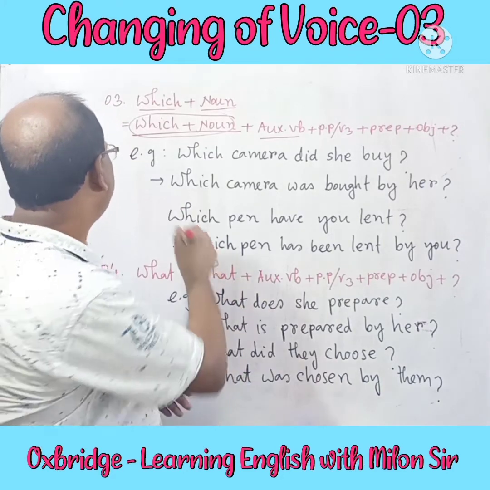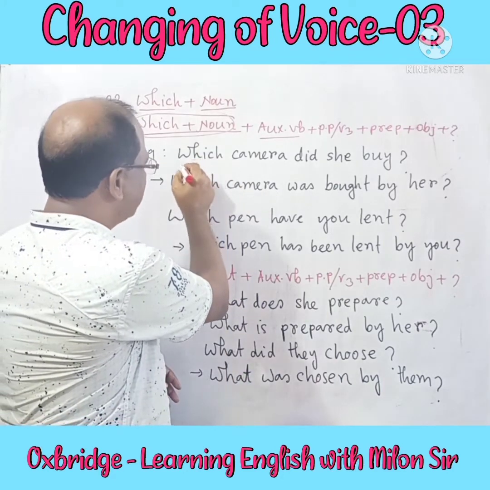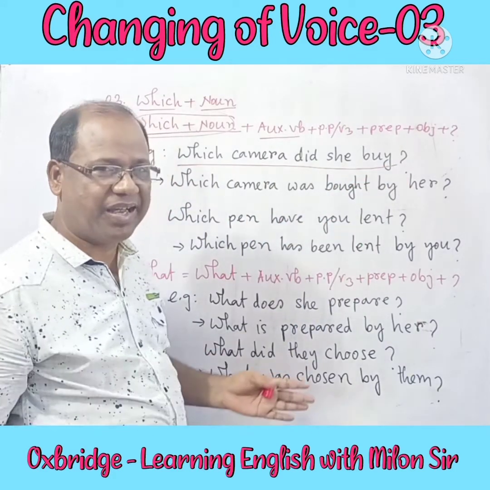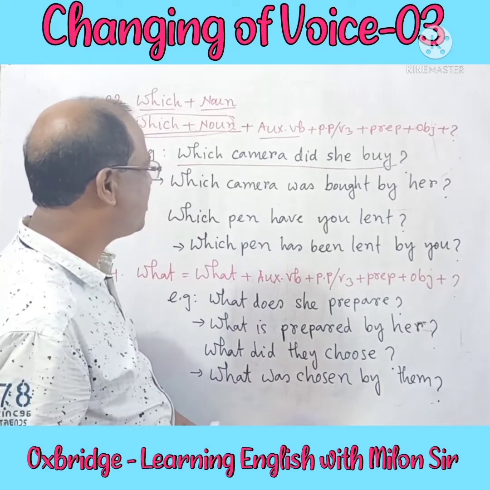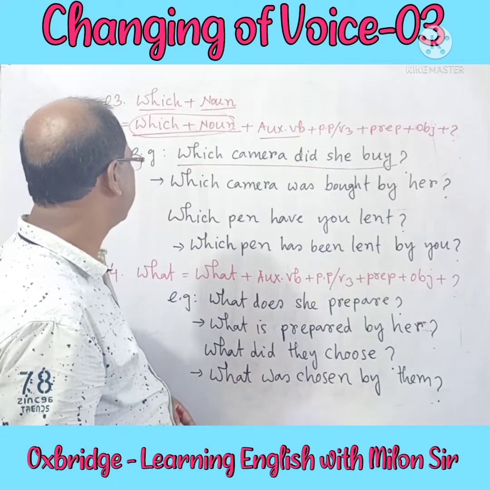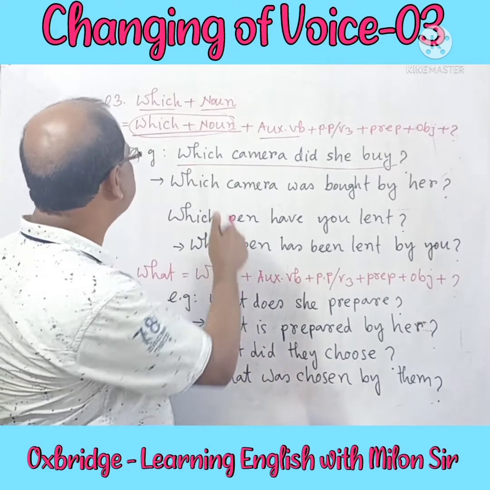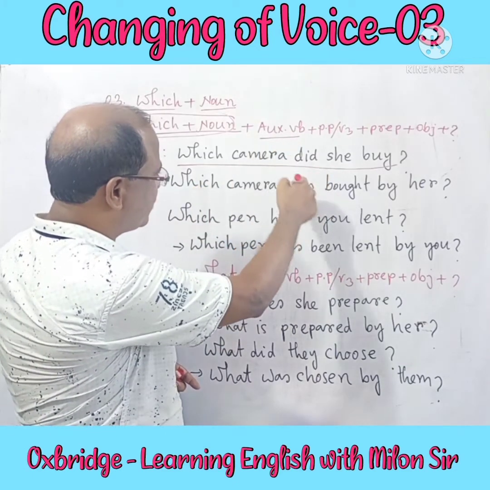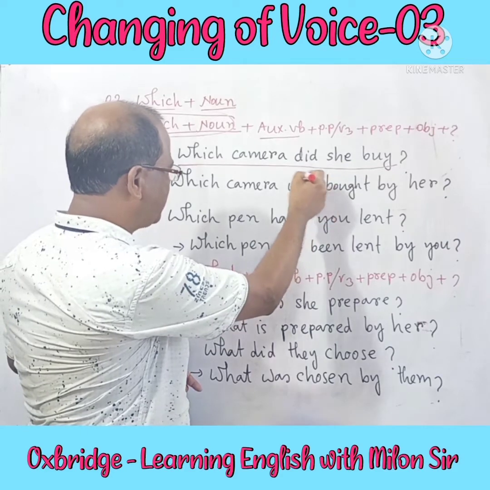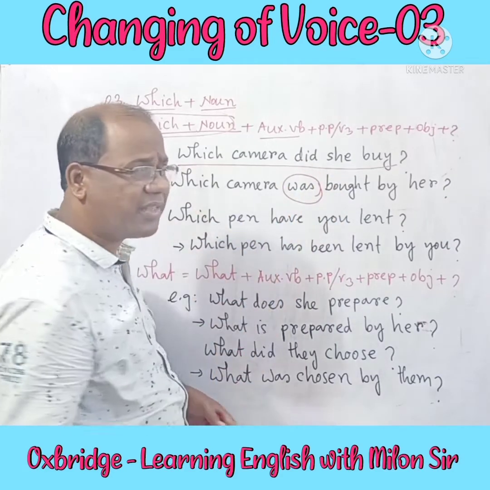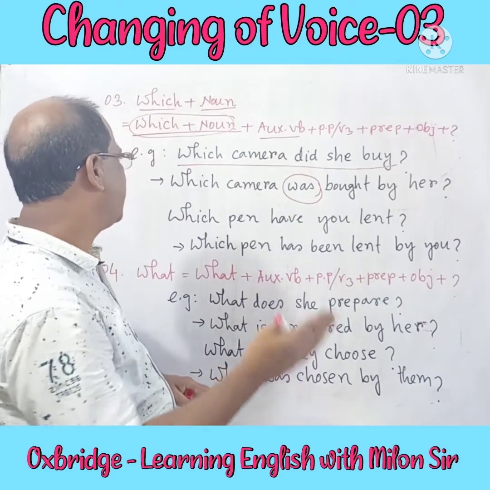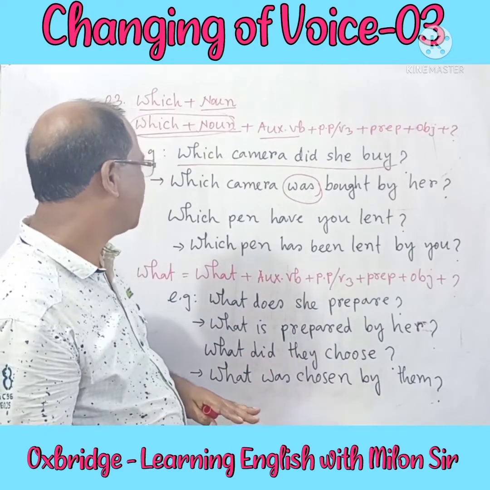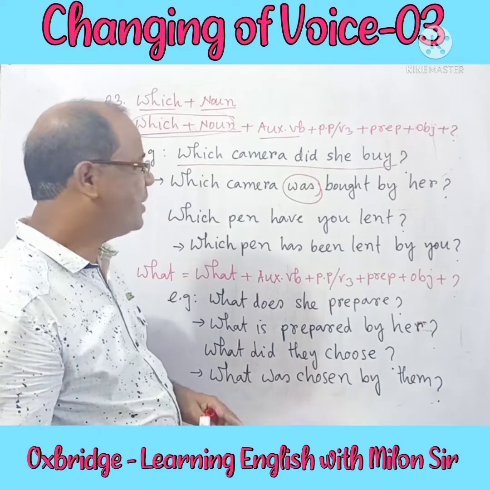For example, here you can see: which camera did she buy? So how can we change it into passive? In the passive one, here you can see which camera, and as an auxiliary verb I have used was, as it is given in the past simple tense. So, which camera was bought by her?